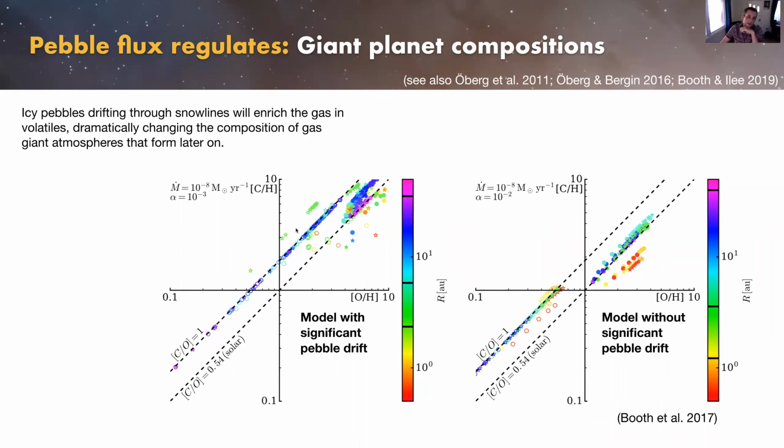And also getting C/O ratios larger than unity, these green points here, you can only achieve this in these models with significant pebble migration. You don't see these here.